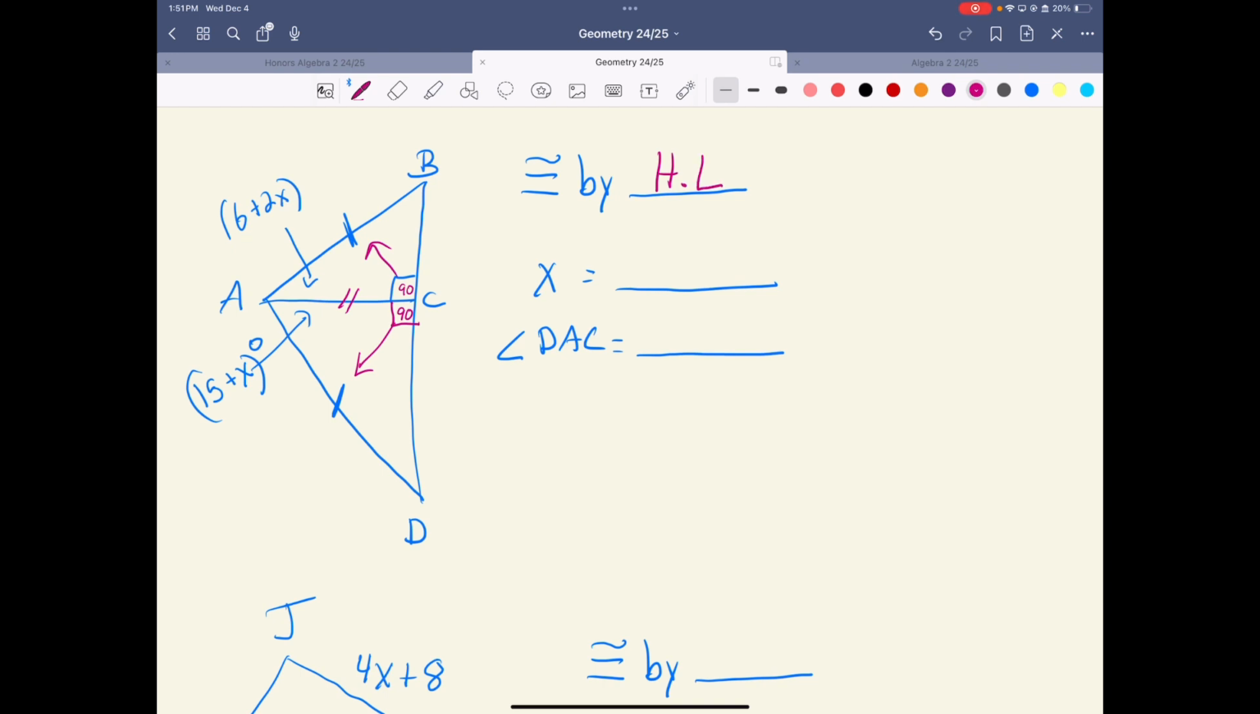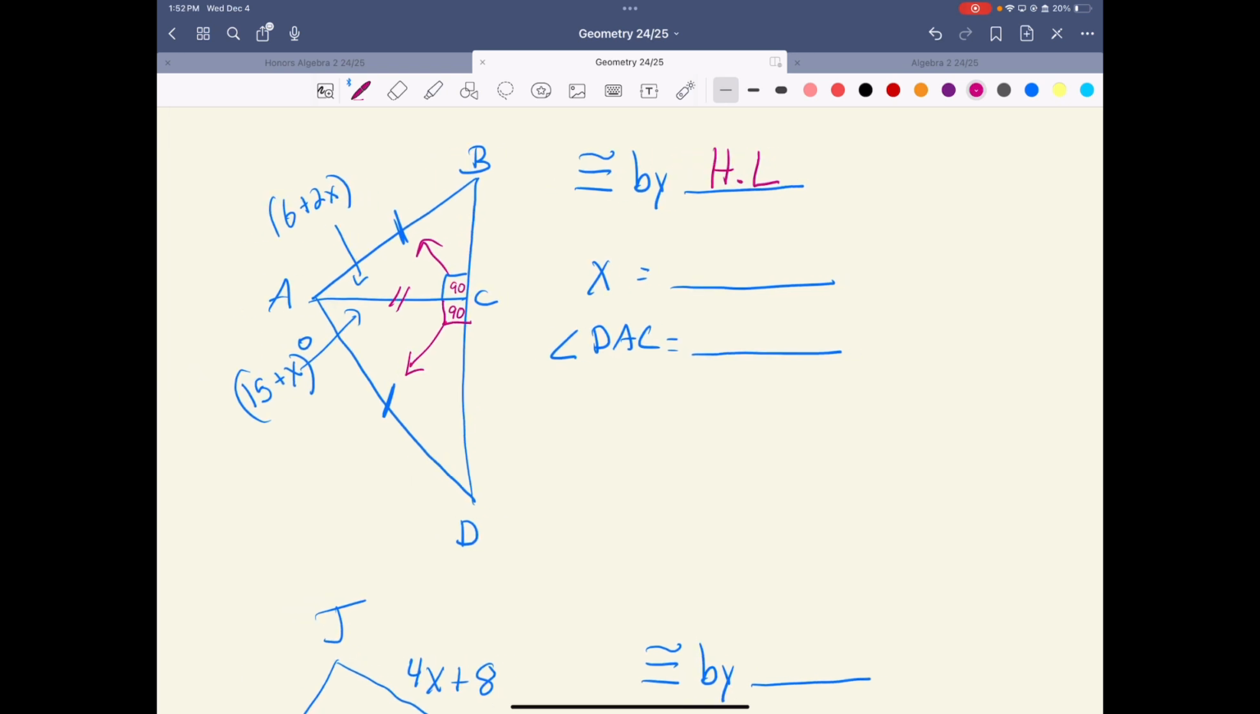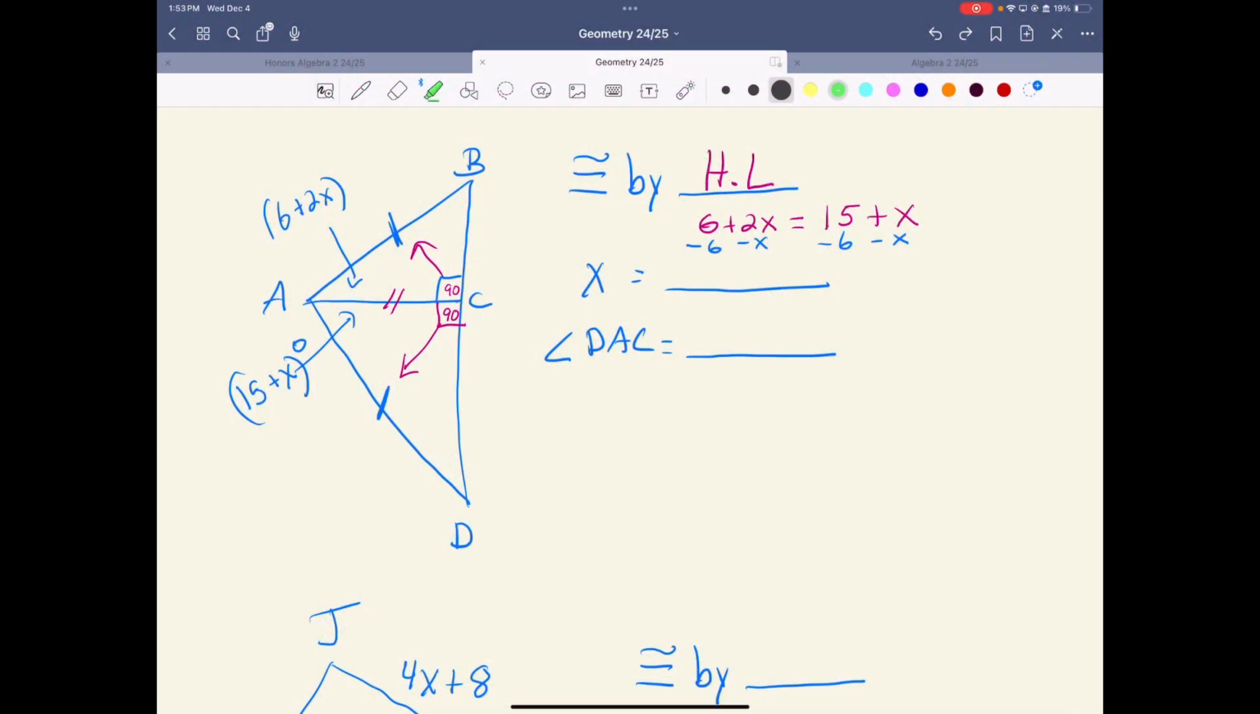Now that we've shown they're congruent, now we can go ahead and set the two angles equal to each other. So 6 plus 2x is going to equal 15 plus x. Now we have to solve. So I'm going to subtract x, and now I'm looking at it and says, I've got 6 plus 2x minus x. I got to get that 6 to the other side. So I'm just going to subtract 6 at the same time just because I don't have any room.